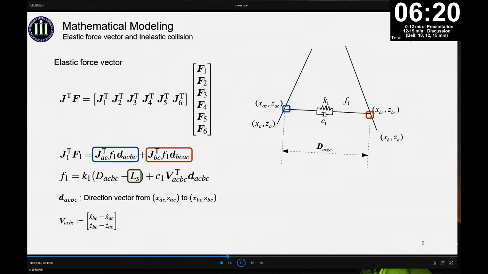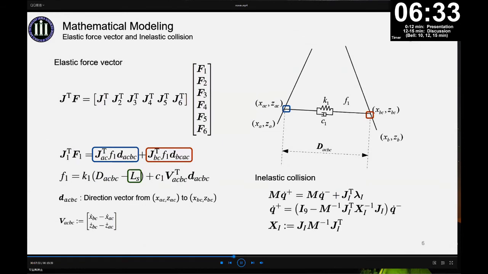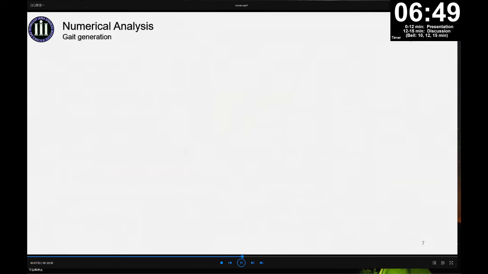Here, LS is the length at the equilibrium point. That is, the cable can be adjusted by LS to define the tightness. We also assume an inelastic collision model to calculate the initial state of the next step after the end of one step. We use positive and negative subscripts to represent the before and after collision.